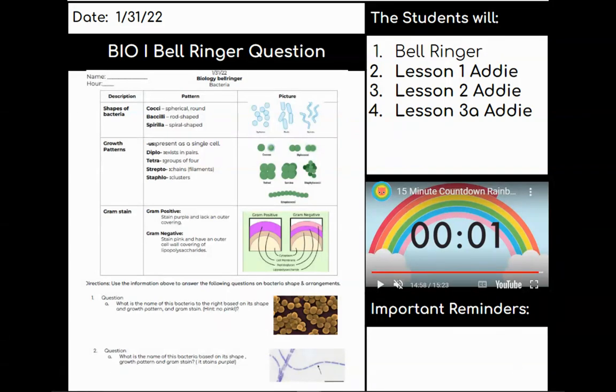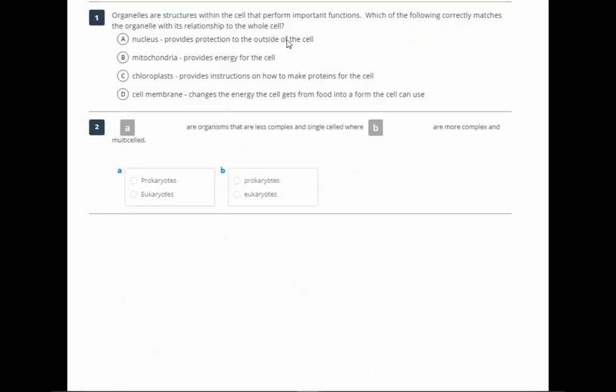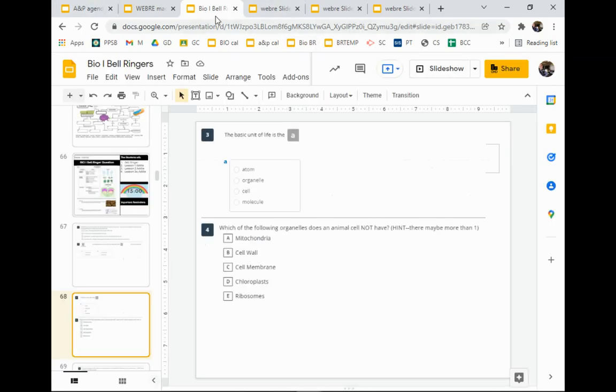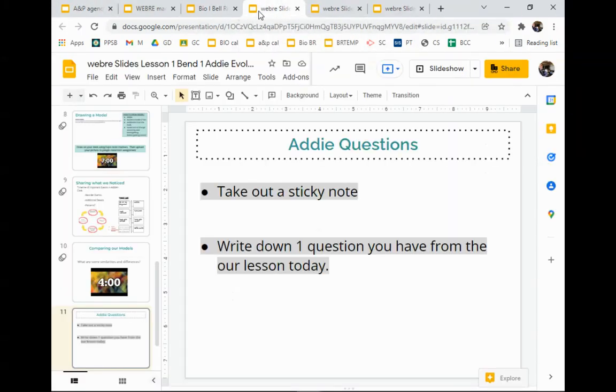All right, so we're going to be starting Addie. Basically, this is a storyline that's going to help us begin evolution. And while we go through this, we're going to be learning about all sorts of things.